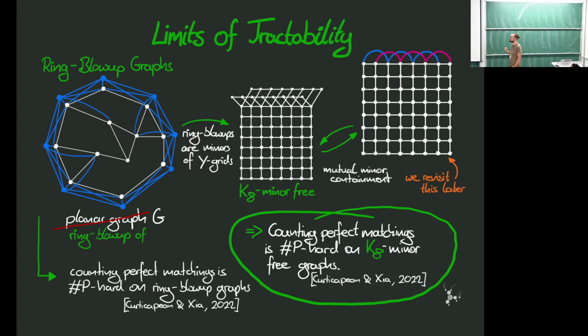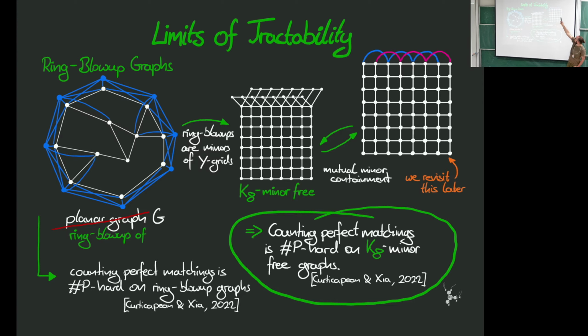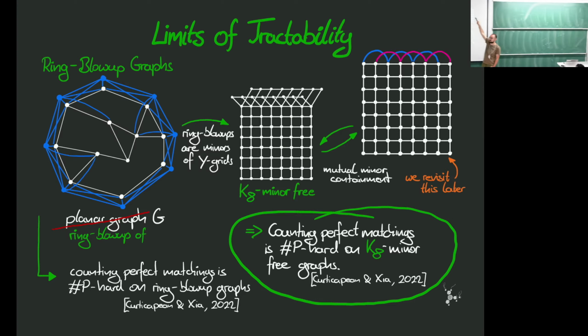Just as a side remark, these Y-grids are minors of a construction like this: a grid with this jump structure on top. And the reverse is also true, so every such graph is contained in here. So we can go between the two by just sacrificing a little bit in size. And this structure will become important later on. It's just to say we do have some limit to where tractability lies for the counting matchings problem.